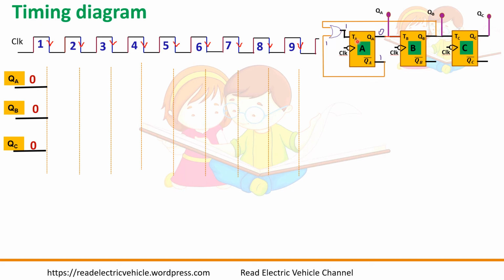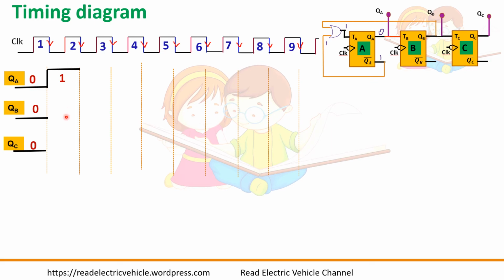If TA is 1, try to remember the T flip-flop. When the input T is 1, the output will toggle. If T is 0, the output remains the same. So here, if T is 1, QA has to toggle. Previously it was in 0 condition, so it has to change to 1. So QA changes from 0 to 1.